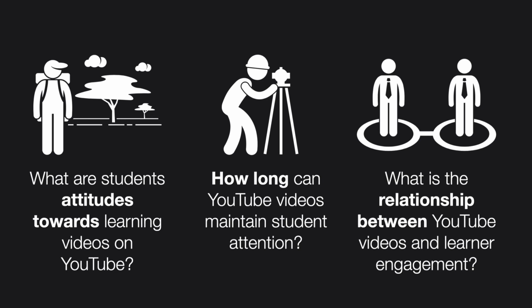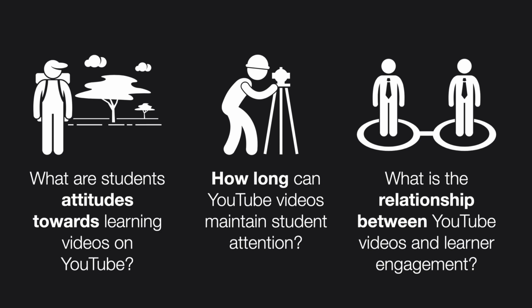The second are descriptive pieces of research. So they can have a bit more of a definite, precise answer. So I might ask a question like, how long can YouTube videos maintain student attention? And there are going to be particular methods and metrics and measures, and possibly quantitative measures, that are going to enable me to answer this research question. And the last set are relational, which tend to talk about statistical correlation, but they can also use qualitative research data to establish relationships between different things. So the question here might be, what is the relationship between YouTube videos and learner engagement?